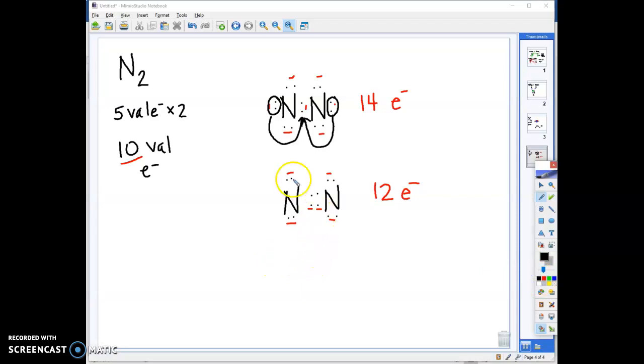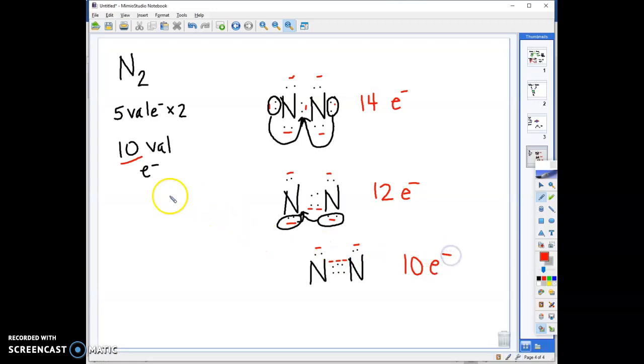So I'm going to add another bond. I'm going to take these 2, make them 1, and move them to the middle. So now my structure looks like this. And when I count this time, I'm going to see I have 2, 4, 6, 8, 10, which is what I need to have. So this right here is going to be my structure.